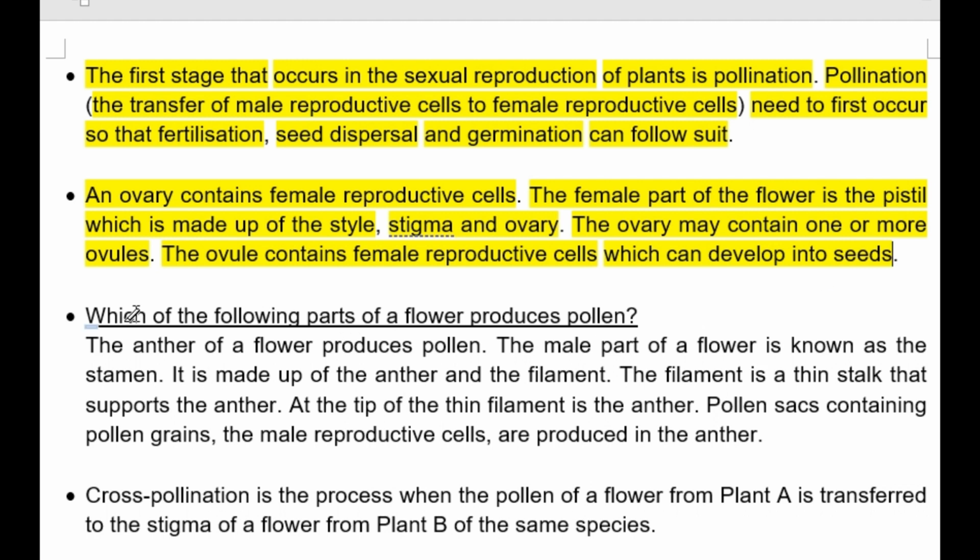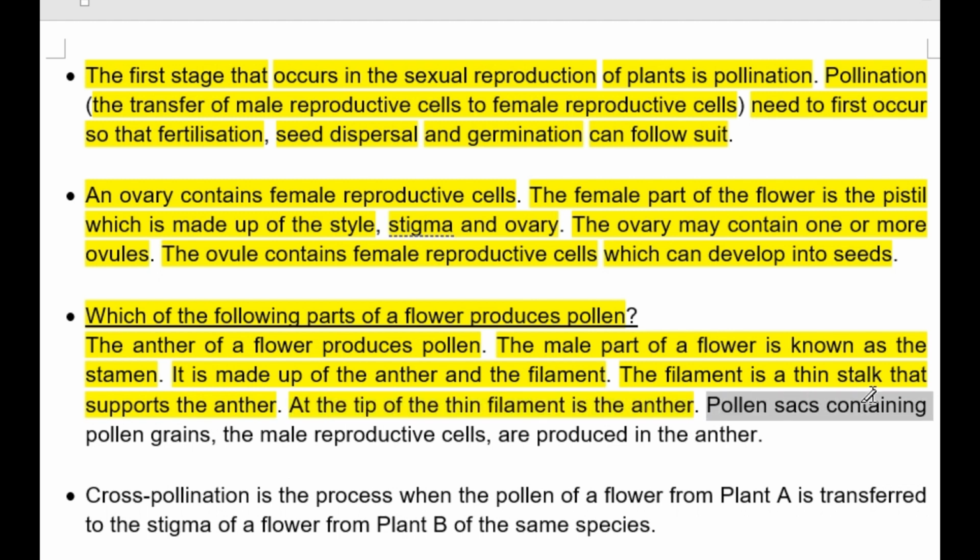Which of the following parts of a flower produces pollen? The anther of a flower produces pollen. The male part of a flower is known as the stamen. It is made up of the anther and the filament. The filament is a thin stalk that supports the anther. At the tip of the thin filament is the anther. Pollen sacs containing pollen grains, the male reproductive cells, are produced in the anther.